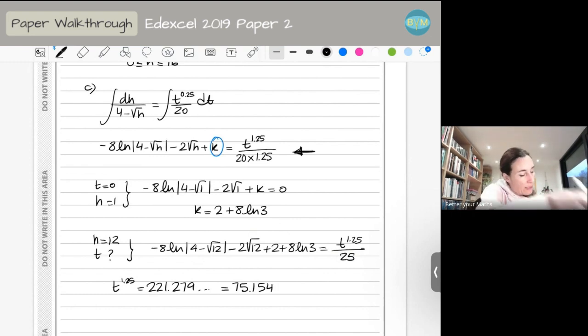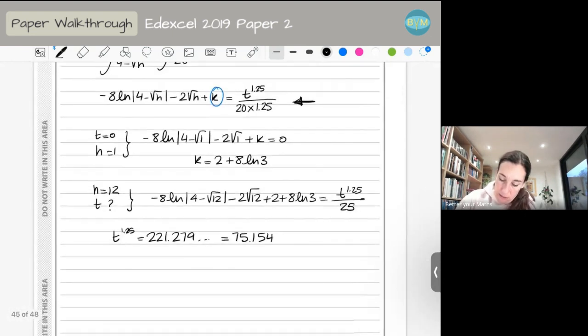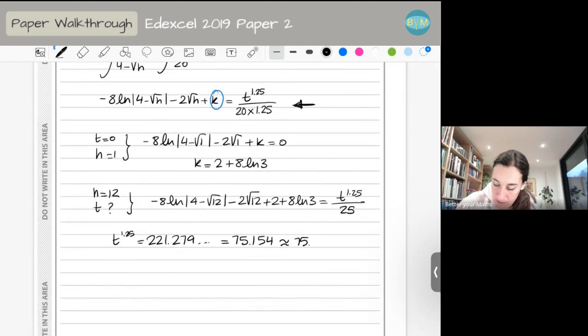I don't think I have the answer. Just checking. Do you have the answer? Well, I think you will have to trust me. 75.2. Okay, no, it's correct. It says round to three significant figures. So it's 75.2 meters to three significant figures.